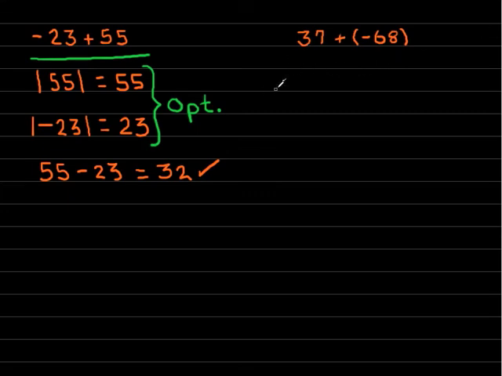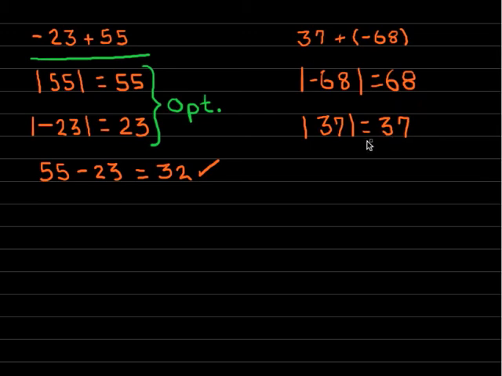Let's take a look at this next problem. We've got 37 plus negative 68. Let's follow that same procedure. We first find the absolute value of the two numbers. So the absolute value of negative 68 is 68. The absolute value of 37 is 37.